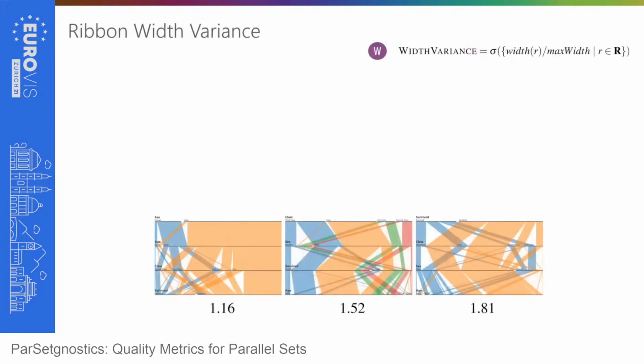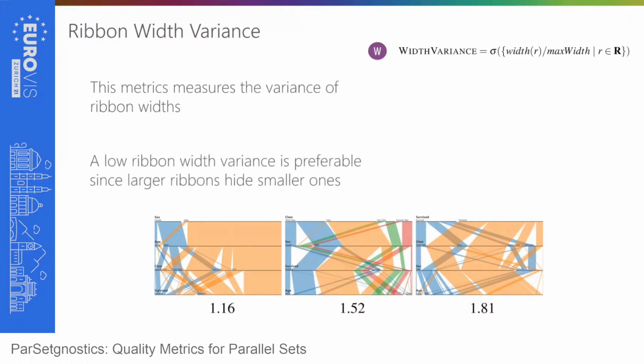The second dimension ordering dependent metric is the ribbon width variance. For this metric, we measure the variance of all ribbon widths. A uniform ribbon width avoids very thin ribbons. These ribbons can easily be hidden by larger ones. This effect can be observed in the example of the Titanic dataset, where a low ribbon width variance yields overall larger ribbons, which improves the readability. A high variance shows a lot of small ribbons. From this, we conclude that the low ribbon width variance is preferable.